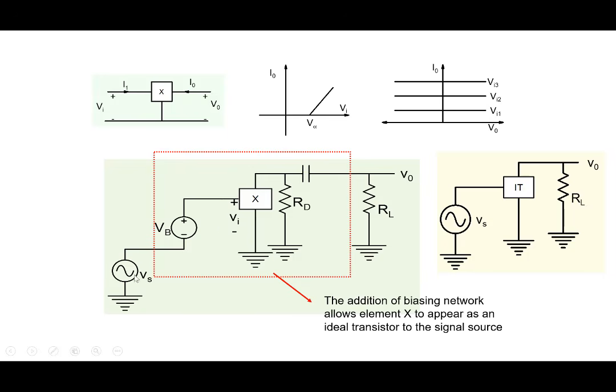So to the source Vs here, this whole thing appears like an ideal transistor element. You're simply attaching a Vs and connecting a load, a resistor RL, and you're getting amplification. So the whole purpose is that of biasing, and all this arrangement that you see here is to make your non-ideal element appear as an ideal transistor to the input and to the load.